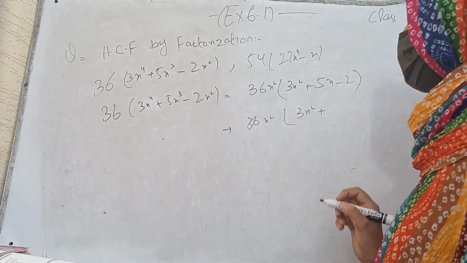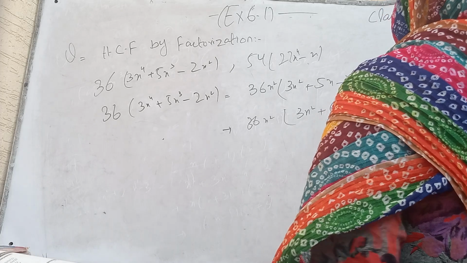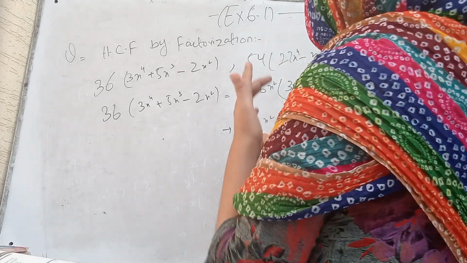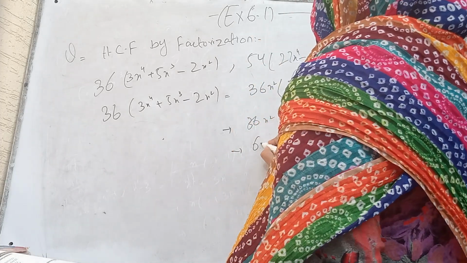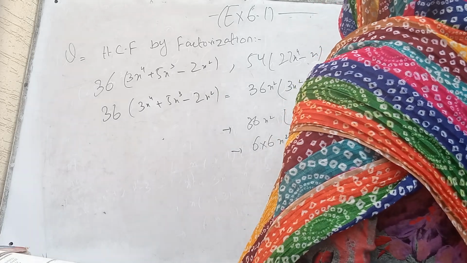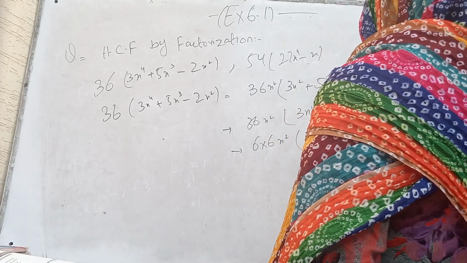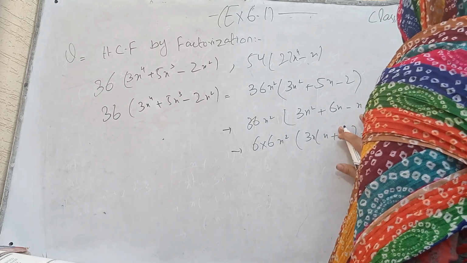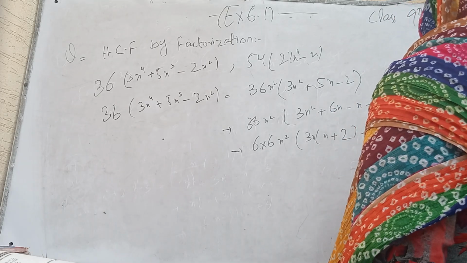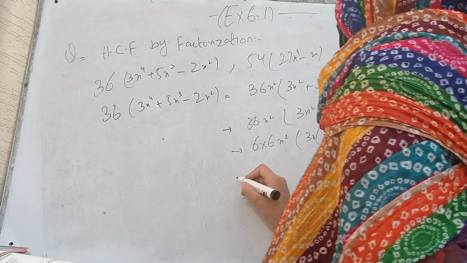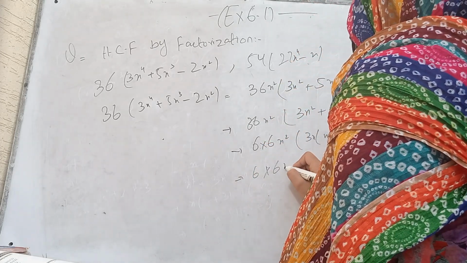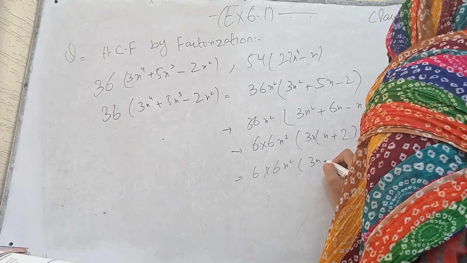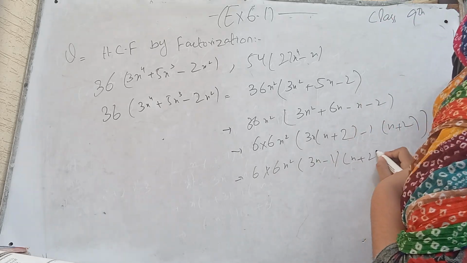By the factorization method, 5x is distributed into 6x minus x, minus 2. So 3x common, x plus 2, and minus 1 common, x plus 2. So x square, 3x minus 1 and x plus 2 are the factors.